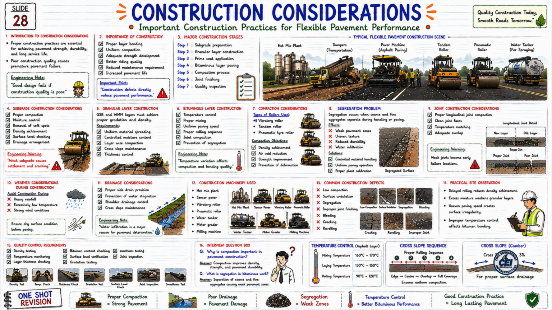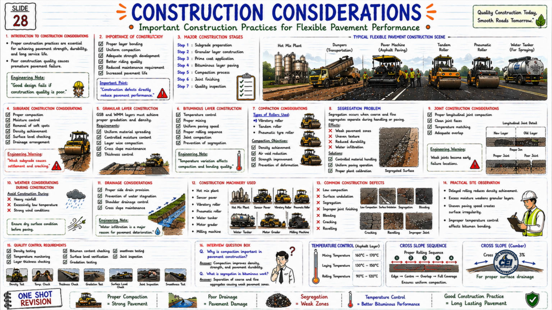Now let us look at the second topic. The importance of construction. How does construction quality affect pavement performance? Proper layer bonding, uniform compaction, adequate strength development, better riding quality, reduced maintenance requirement, increased pavement life. अब नीचे important point देखिए. Construction defects directly reduce pavement performance. And this is the reason why QA/QC is so important.